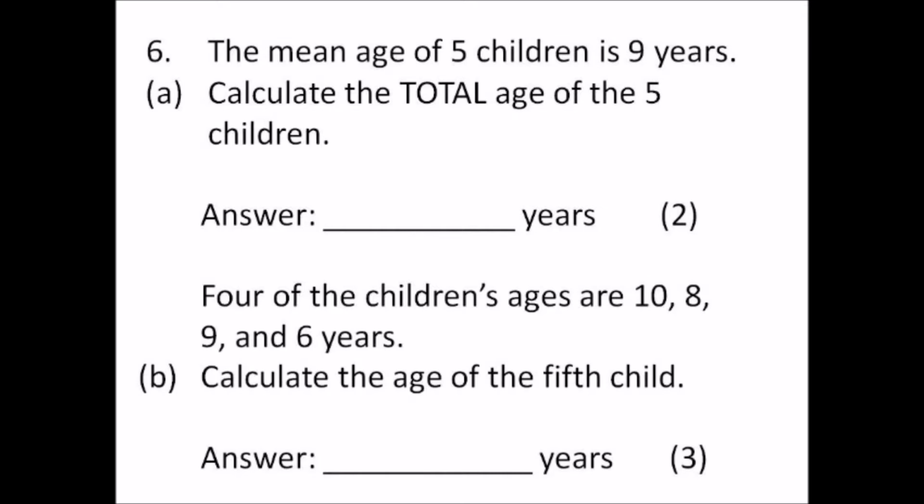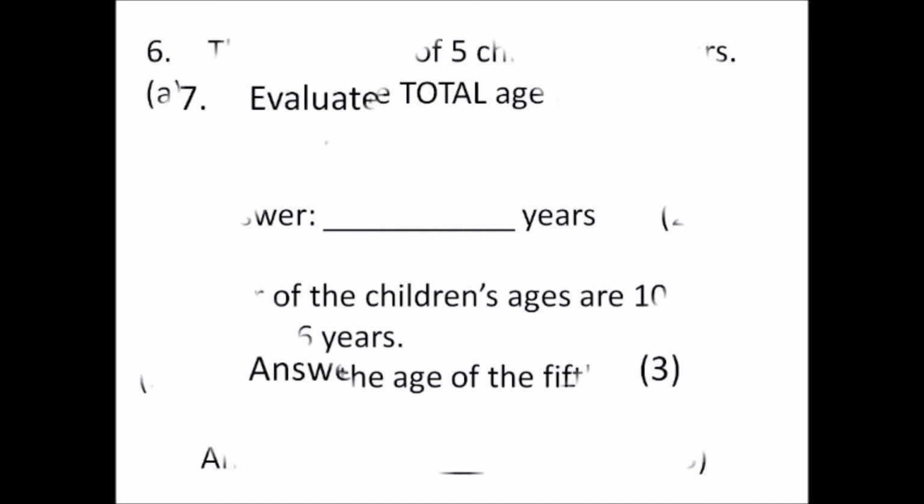Okay, so do A first. Calculate the total age of the 5 children. If the mean age of 5 children is 9, you should know what to do. And then they gave you the ages 10, 8, 9, and 6.